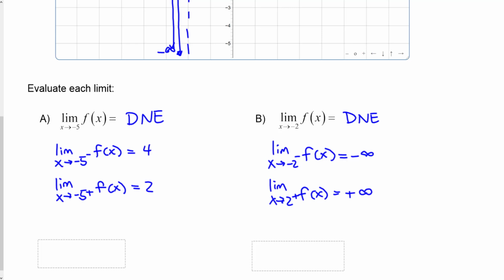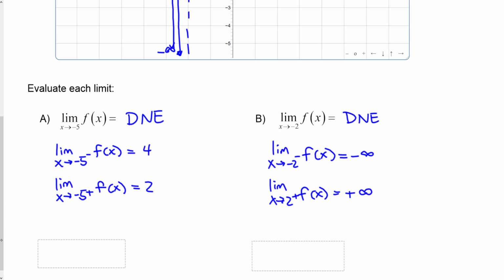And in fact, if a limit goes to infinity, even if it's positive infinity on both sides, it still does not exist. Although if it's positive infinity on both sides, we can get a little bit more information by saying positive infinity, but we still understand that it does not exist.